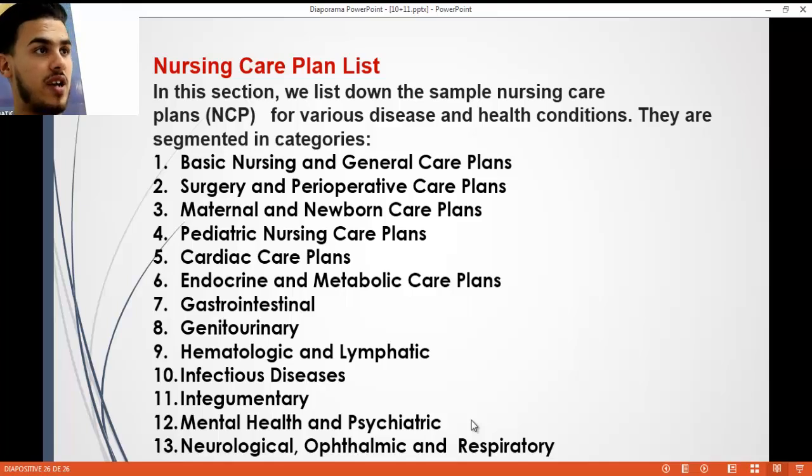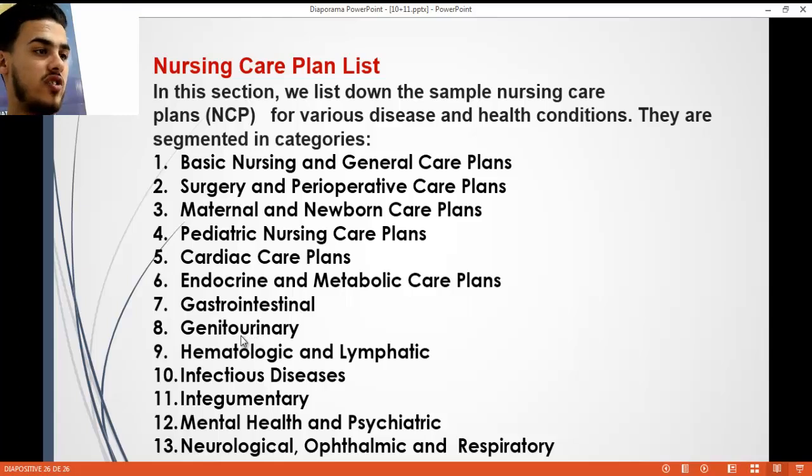Nursing care plan list. In this section, we will list the sample nursing care plans or NCP types. We have basic nursing and general care plans. We have also surgery and preoperative care plans. We have maternal and newborn care plans. We have pediatric nursing care plans for little babies or little children. Cardiac care plans, as you see here, are related to cardiology or heart problems. Endocrine and metabolic care plans relate to the internal workings of our body.